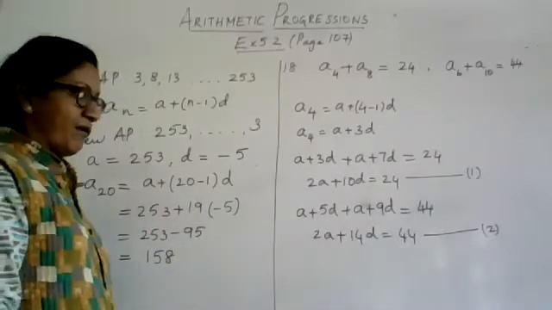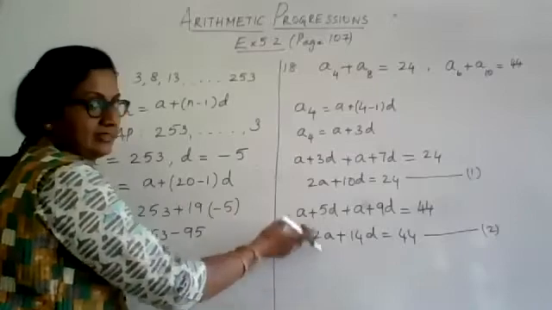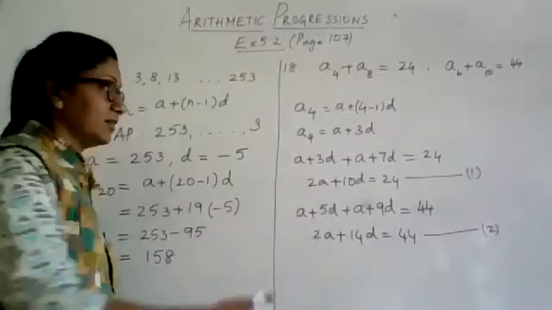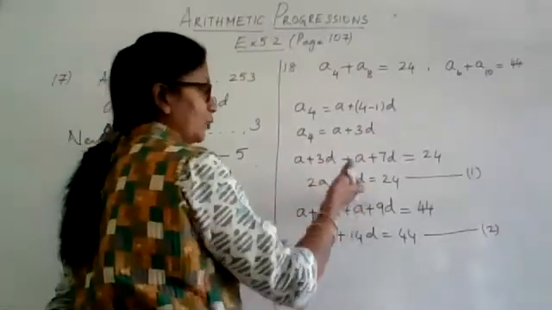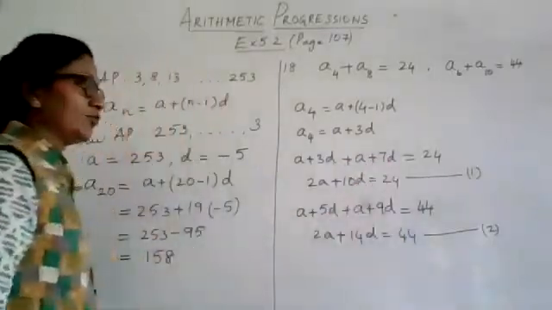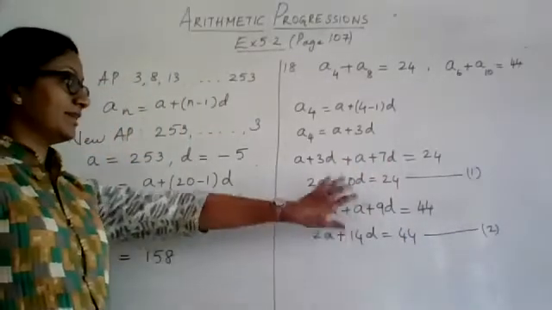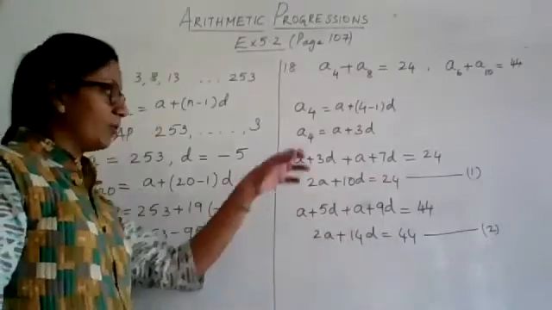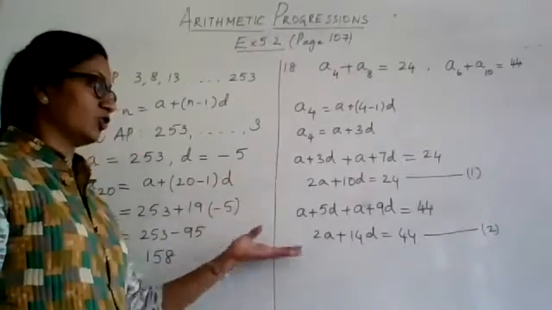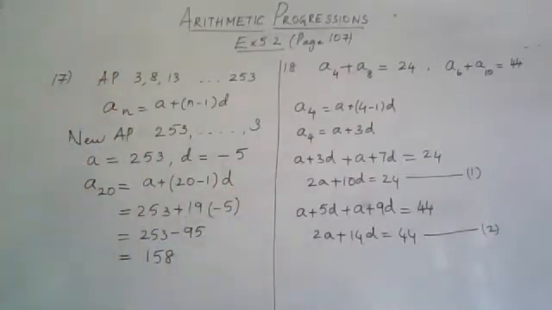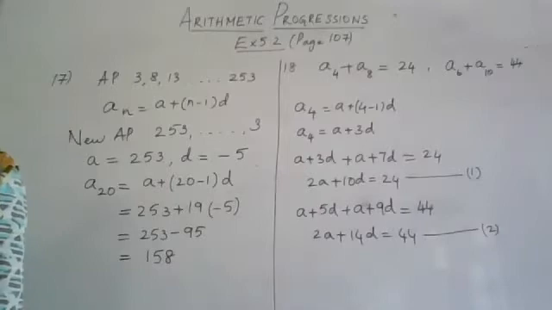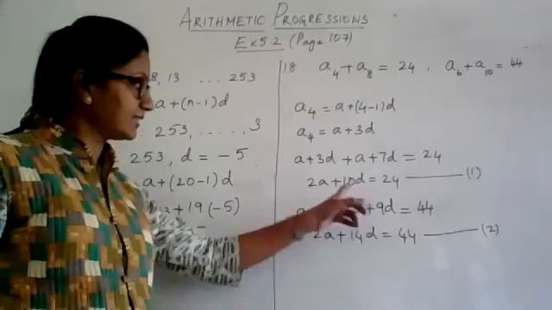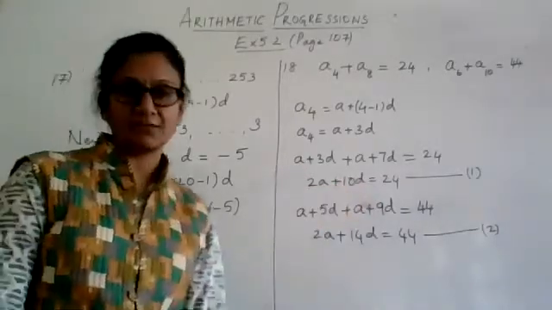Why? Because I have 2A only. Just subtract them, and your A will get eliminated. You will have 14 minus 10, that is 4D, equal to 44 minus 24, which is 20. So 4D is equal to 20, which means D will become 5. Once you get your D, go back to either equation 1 or 2 and find out A: 2 times A plus 50 equals 24. So 2A will come out to be 24 minus 50, which is negative 26. Negative 26 divided by 2 will give you negative 13.